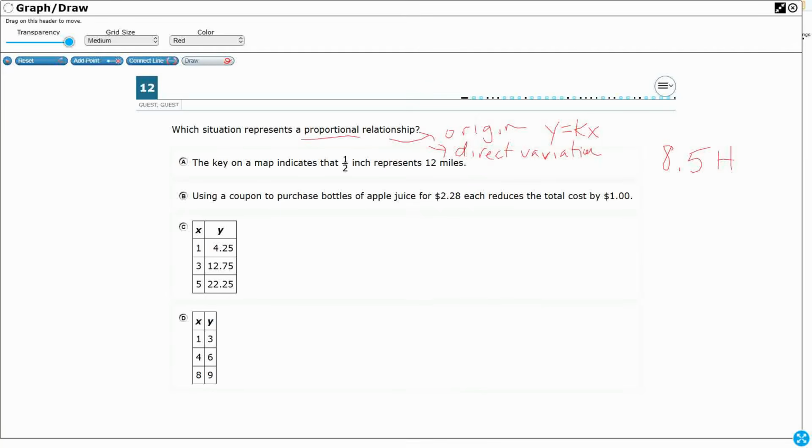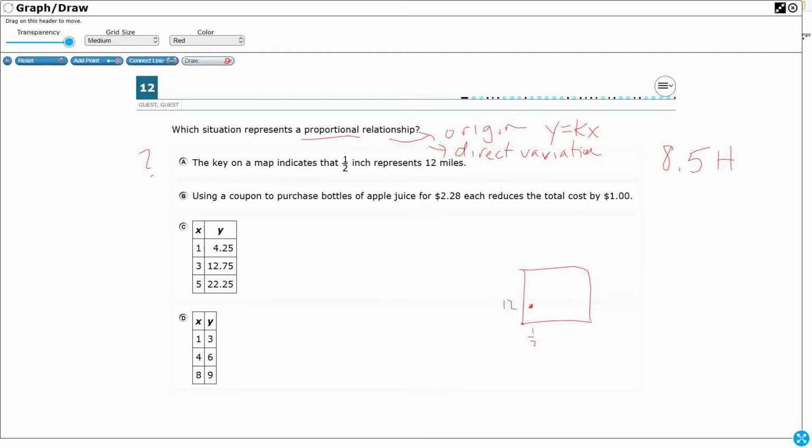There's always an initial value that you have to say, nope, that's not going to be proportional, right? And so we've got the key on a map indicates that half inch represents 12 miles. Could that be proportional? Well, think if you were to graph this out, you could say half inch equals 12 miles. Would it make sense that 0 inches equals 0 miles? Yeah, that would make sense. So let's do that right there, as that's possibly the answer, but we have to verify that the rest of these aren't going to work.